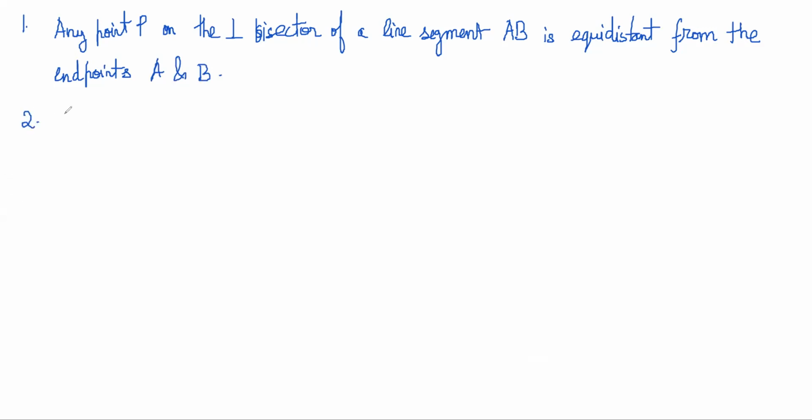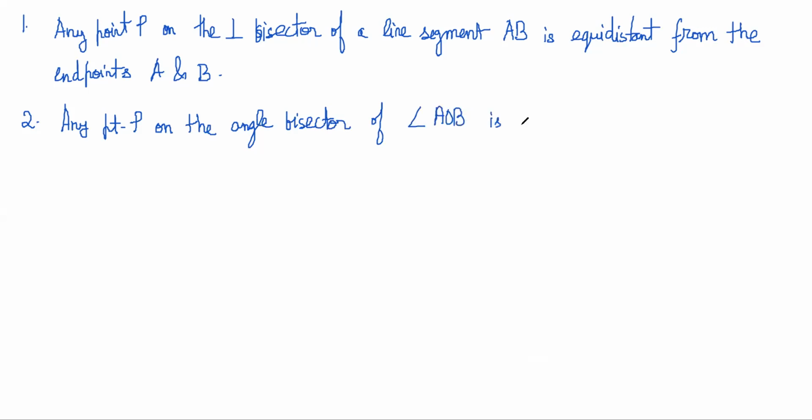Circumcenter. Any point P on the angle bisector, so this is the incenter, correct? The angle bisector of angle AOB is equidistant from the rays forming the angle.